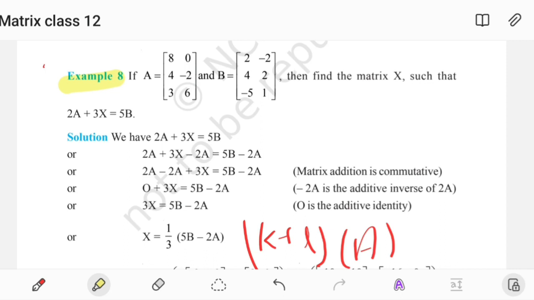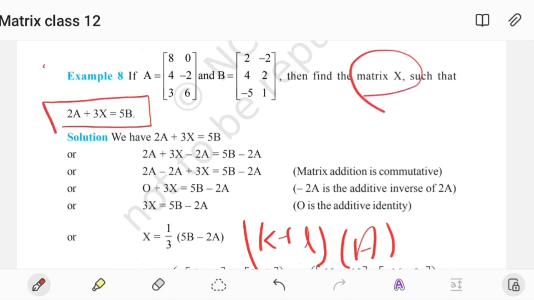Example number 8. What does it say? It says that we are given A matrix and B matrix and we have to find X matrix such that this is equal. Now this is a very important application of the properties of matrix addition. This is very important. See what we are given. We are given this. What we have to find? We have to find X matrix.